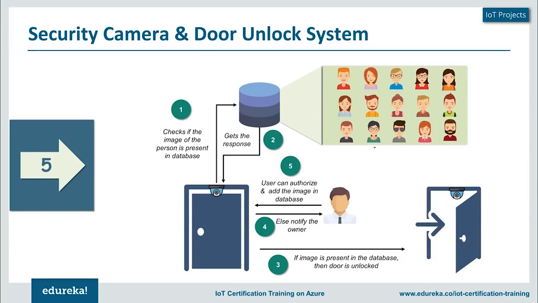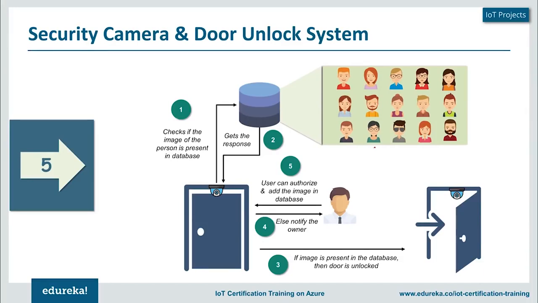Now this is something that's quite interesting, and I've personally tried this out, and it's really something that you should try out as well. Here you place a camera on top of a door, which in turn clicks the photo of a person who comes into the frame. This photo is sent to an analytical system, which compares it with all the photos that it possesses in order to identify whether to let the user open the door or not.